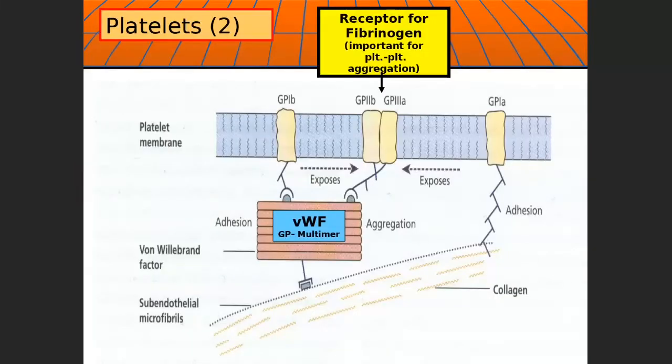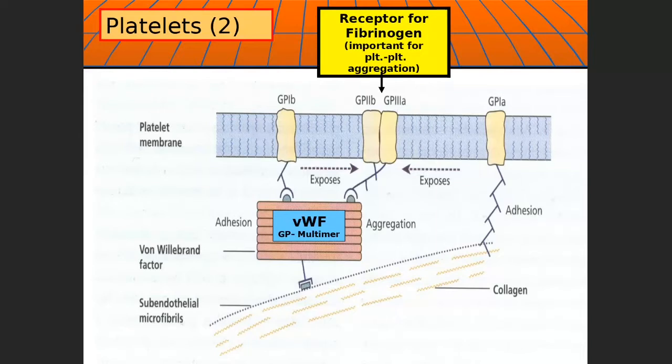This is platelet adhesion or platelet function in general. On the surface of platelet, there are a number of glycoprotein receptors. Each receptor has a specific function. Glycoprotein 1b receptor is the receptor of adhesion. It binds to von Willebrand factor, and then the von Willebrand factor in turn will bind to the subendothelial collagen. So this is platelet adhesion.